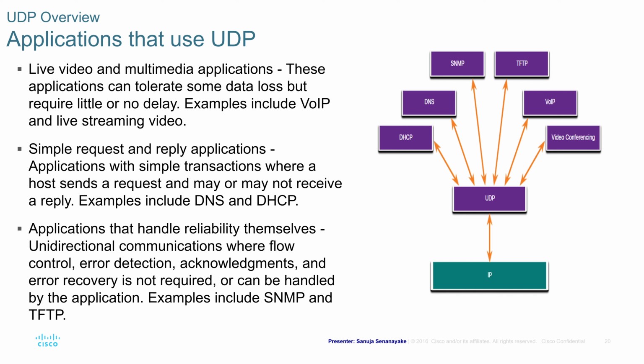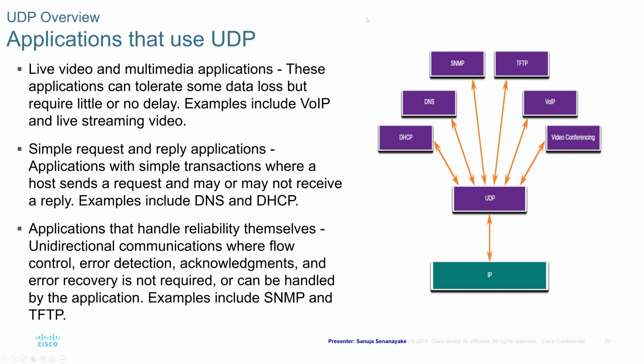When you connect an end device to a network and it is looking for a DHCP server, the request may or may not receive a reply because there may not be any available DHCP servers, for example. Then there are applications that handle reliability themselves. Unidirectional communications where flow control, error detection, acknowledgements, and error recovery are not required or can be handled by the application itself can also use UDP. Those include the SNMP and TFTP protocols.